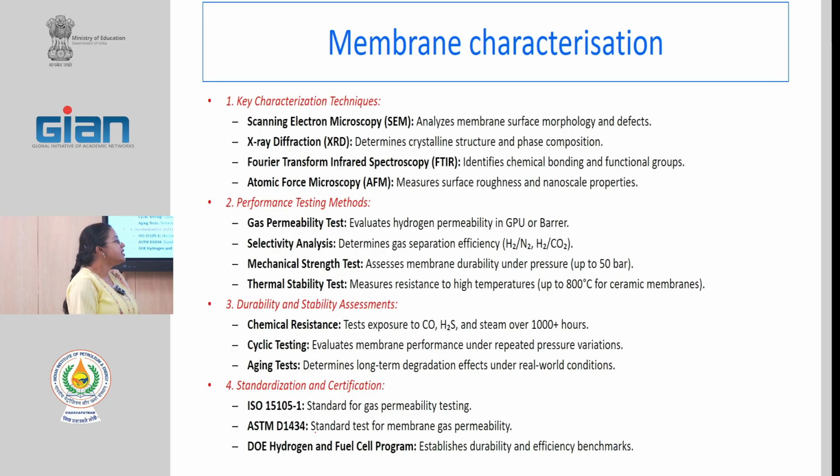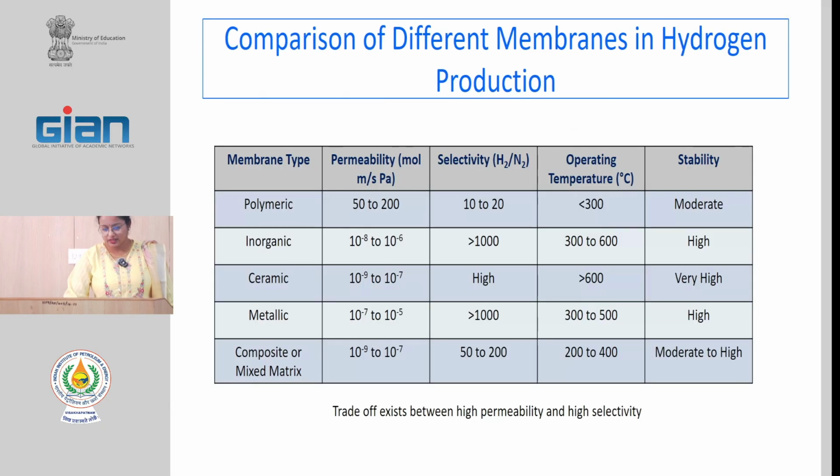There are different standardizations or certifications available to tell whether a membrane is good for practical use. We have ISO standards and ASTM standards, which are basically for gas permeability testing through the membrane. We also have DOE standards. The DOE has a Fuel Cell and Hydrogen program which establishes the durability, structure and efficiency benchmarks of the membrane.